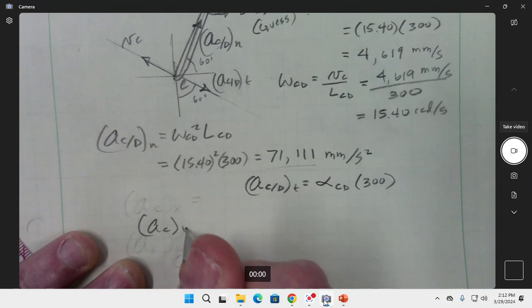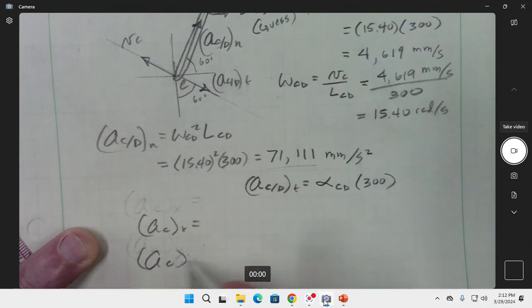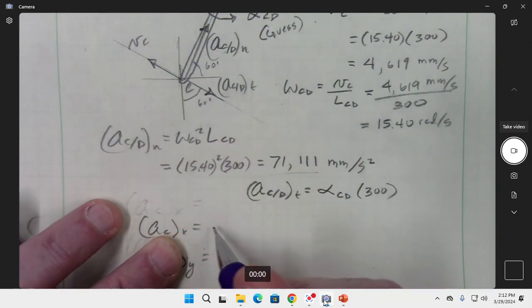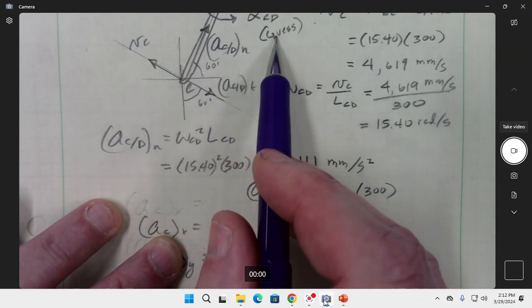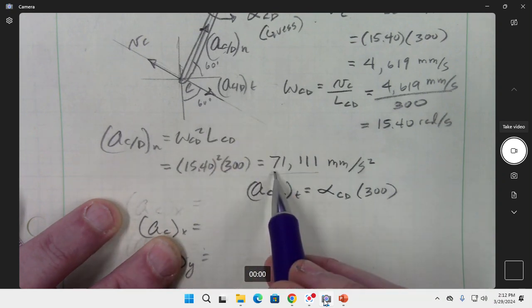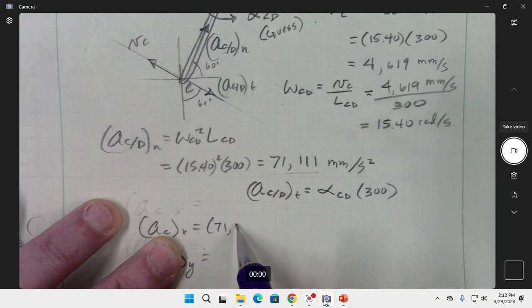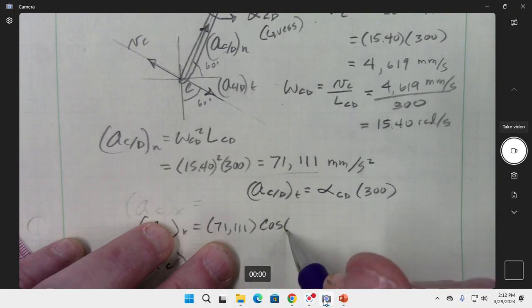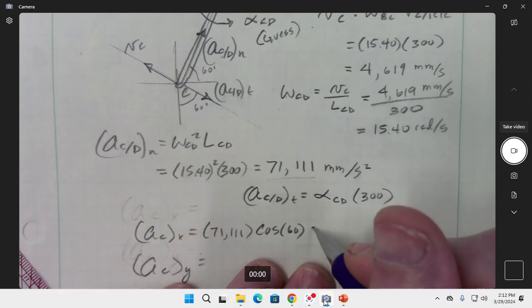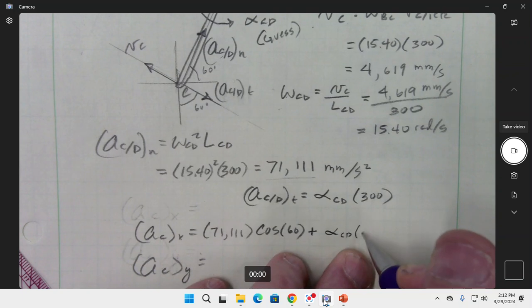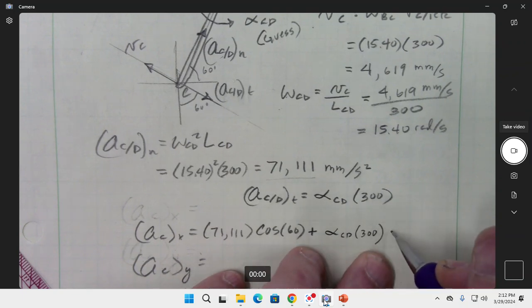Acceleration of C in the x direction equals 0. Acceleration of C not equals 0. Here we go. Acceleration of C at this spot, in the x direction, is going to be 71,111 times the cosine of 60 degrees, plus alpha CD times 300 times the sine of 60.